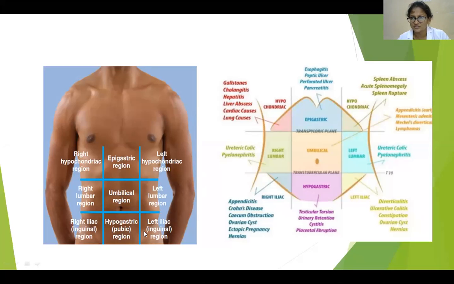How is it divided into 4 quadrants? By a median plane, which extends from the xiphoid process to the upper border of the pubic symphysis. Next, a horizontal line is drawn at the level of the umbilicus. So this is the upper right quadrant, and this is the upper left quadrant. And this is the lower right quadrant, and this is the lower left quadrant. Like this, the abdomen is divided into 4 quadrants.